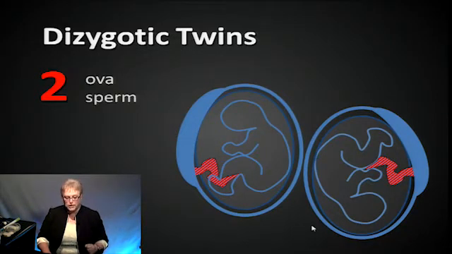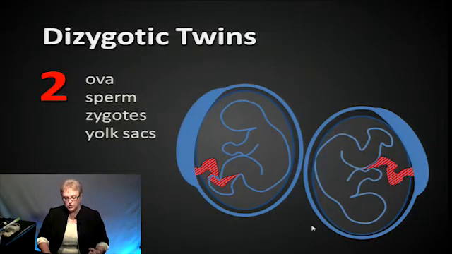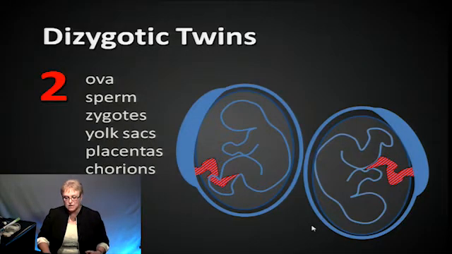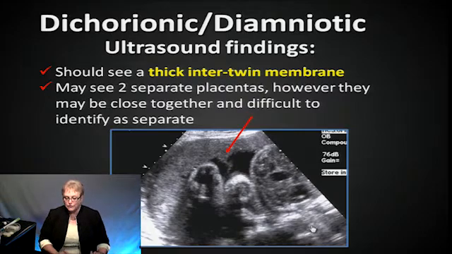Dizygotic twins have 2 ova, 2 sperm, 2 zygotes, 2 yolk sacs, 2 placentas, 2 chorions, 2 amnions. Ultrasound findings that we see with dichorionic diamniotic twins: you should see a thick intertwin membrane.